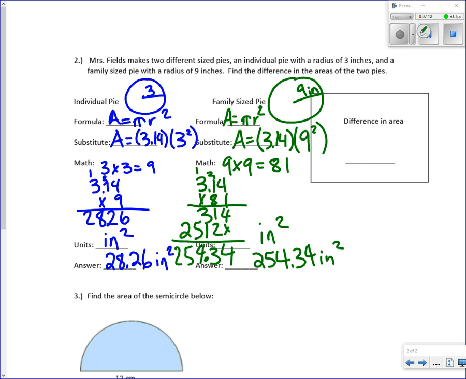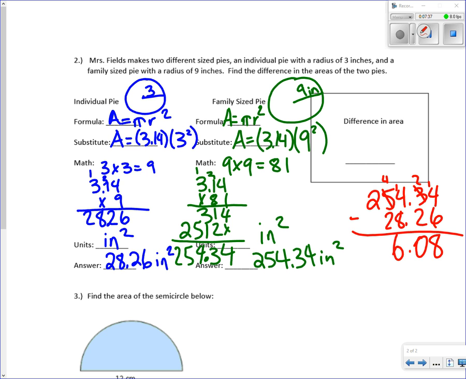Now I have to subtract to find the difference. Whenever you're subtracting, you want to put your bigger number on top. So our difference is 226 and 8 hundredths inches squared.